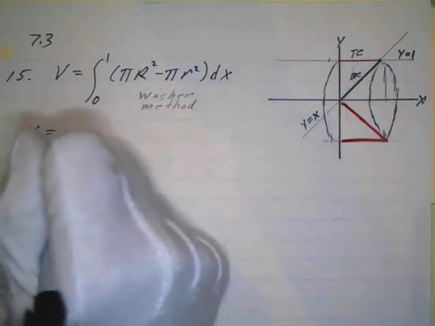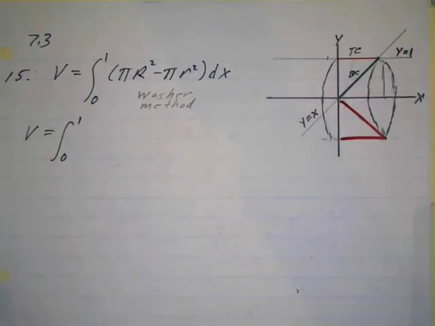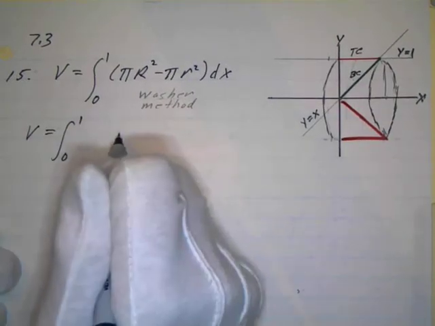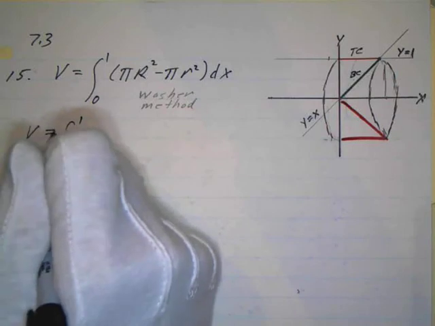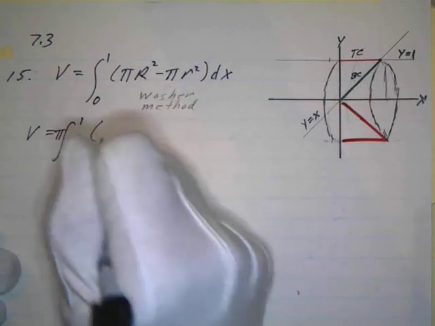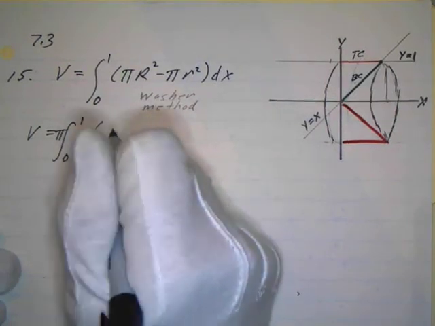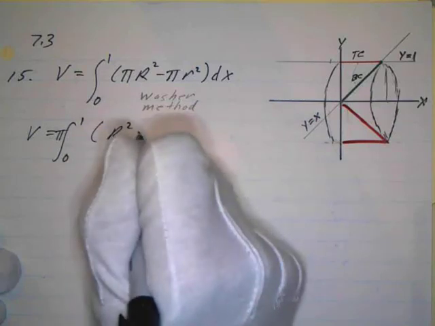So volume equals the integral from 0 to 1. Again, that's where they intersect, so that should be easy to figure out. And we can take the pi out, so I should remove the pi. That makes it a little bit easier. And I'll have big R squared minus little r squared dx, and then we'll substitute it in.